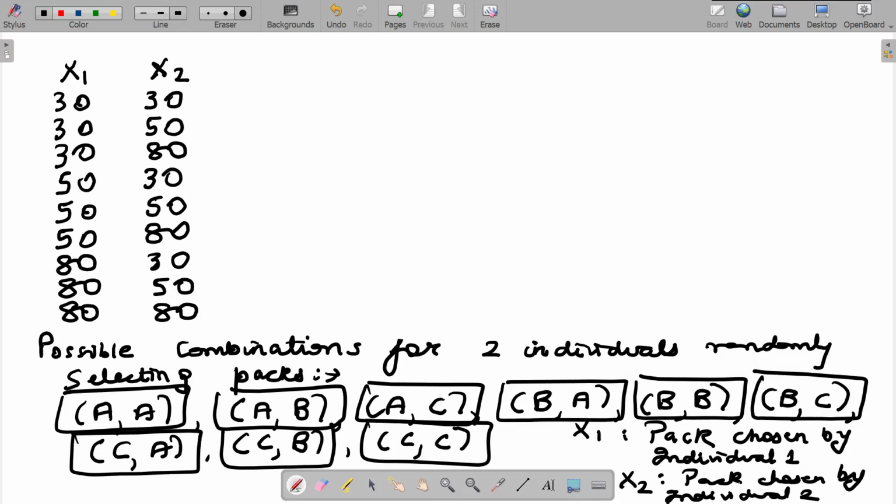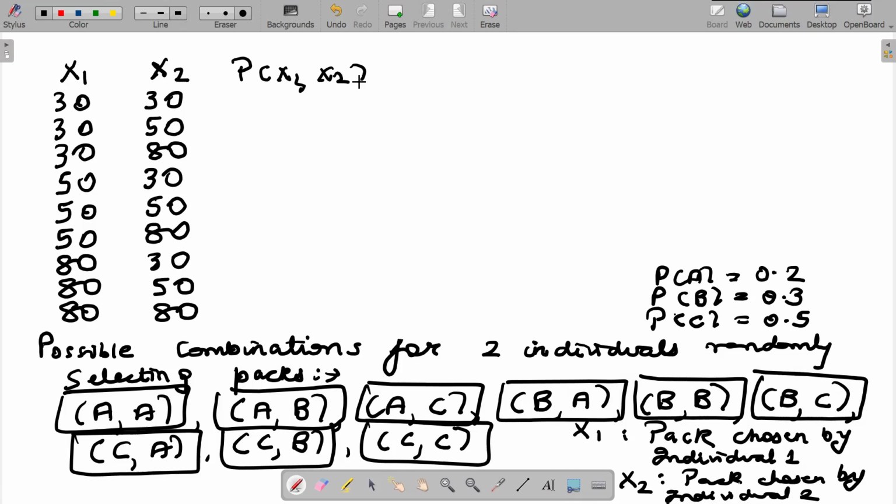Okay, and we were given the probabilities, right? So the probability of buying pack A, pack B, pack C. If you remember those probabilities, the probability of buying pack A was how much? 20%, which was 0.2. Probability of buying pack B was 30%, 0.3. Probability of buying pack C was 50%, which is 0.5. So here I now find the probability of x1 comma x2, the joint probability. In the first case, both the individuals are buying pack A. That means 0.2 into 0.2, which is 0.04.